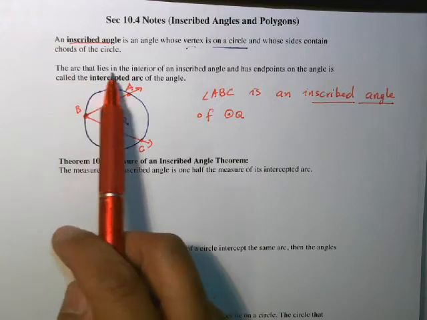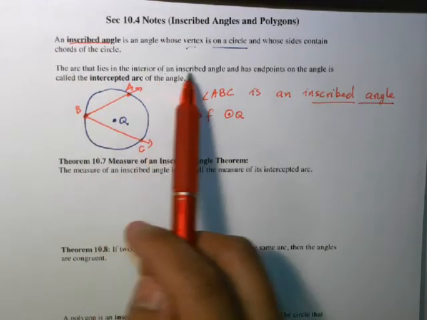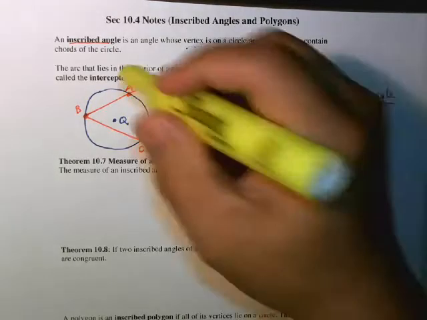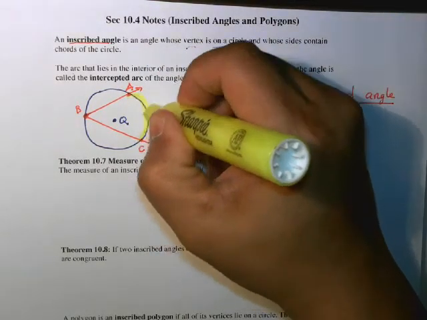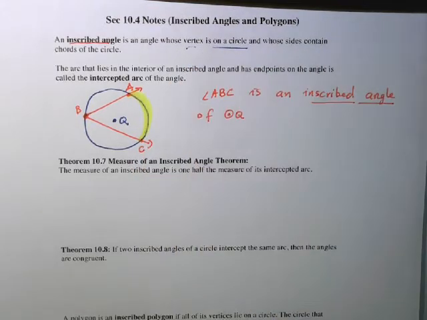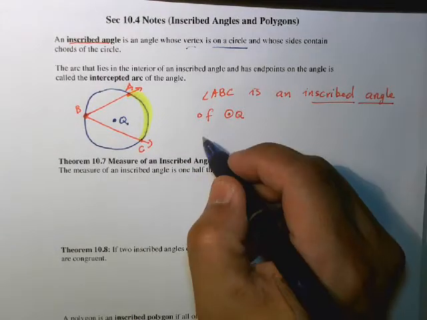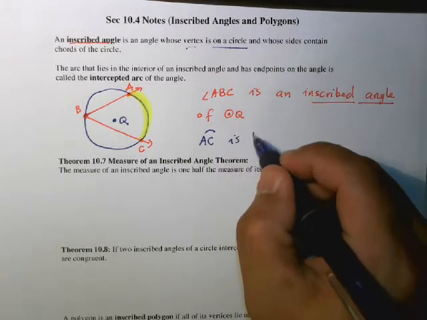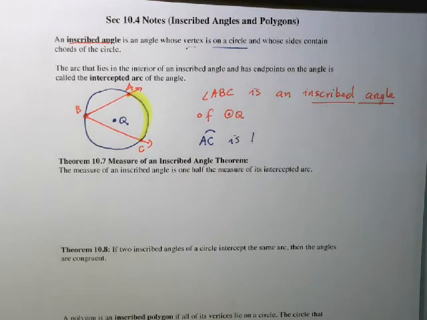Now, the arc that lies in the interior of the inscribed angle and has endpoints on the angle is called the intercepted arc. Okay? So this terminology is not meant to be tricky for you to understand. So the arc that I'm highlighting here, from A to C in yellow, that's called the intercepted arc. In other words, the arc that's cut by the angle. So arc AC, and by default, remember this is a minor arc, is the intercepted arc of angle ABC.